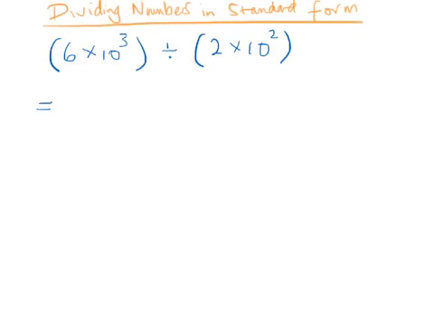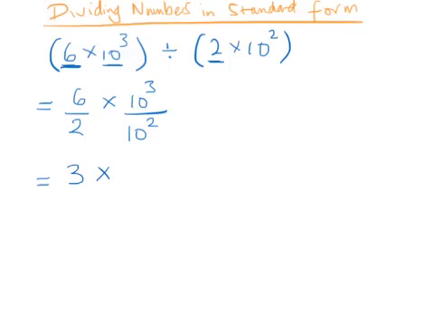And it's the same process again. First of all, you rearrange it. You recognise it's dividing, and you rearrange it so that these numbers go first. But this time we must remember to divide the numbers and not multiply them. And then we're left with times 10 to the 3 divided by 10 to the 2. So 6 divided by 2 is 3.